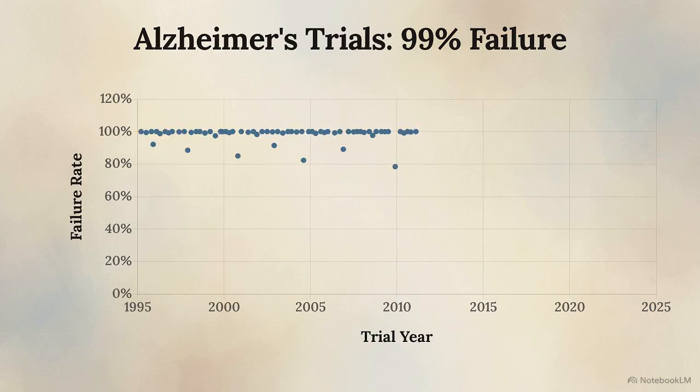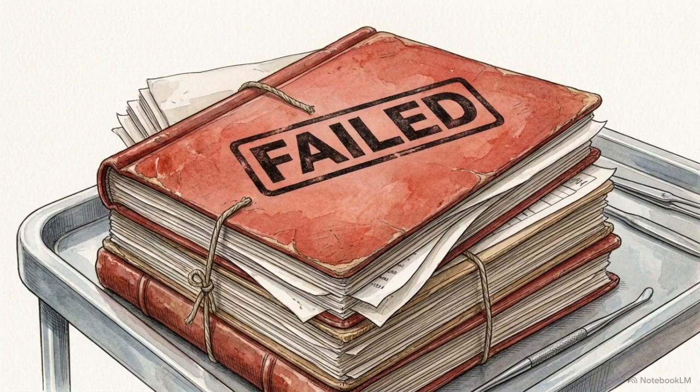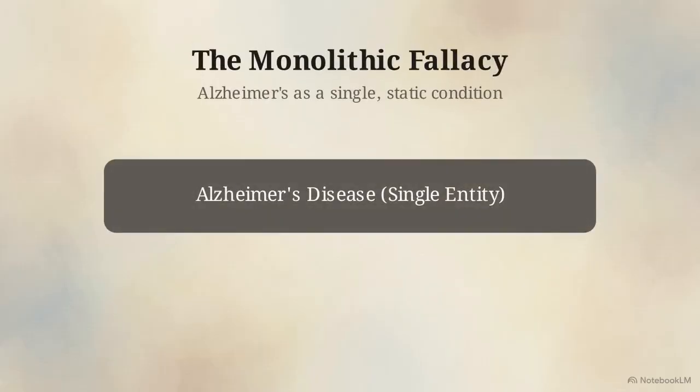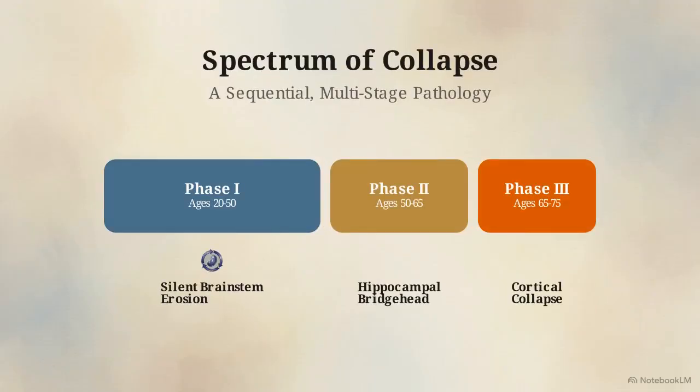This scatter plot maps 30 years of Alzheimer's clinical trials. As the data shows, they cluster near a 99% failure rate. This staggering attrition rate exposes a structural error in our approach. We have been treating Alzheimer's disease as a single entity, rather than a sequential, multi-stage pathology.